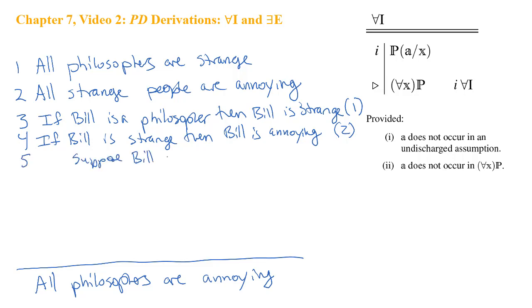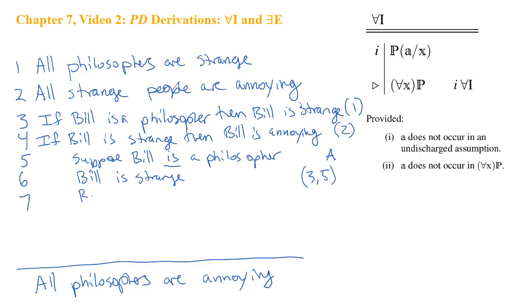Suppose Bill is a philosopher. Literally, just for the sake of argument, we're going to suppose that. That's essentially an auxiliary assumption. That's why I've indented it. Well, given 3 and 5, then Bill is strange. But given that Bill is strange, and line 4 tells us that if Bill is strange, then Bill is annoying, we get Bill is annoying from 4 and 6.